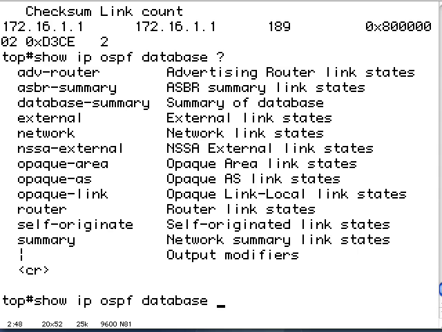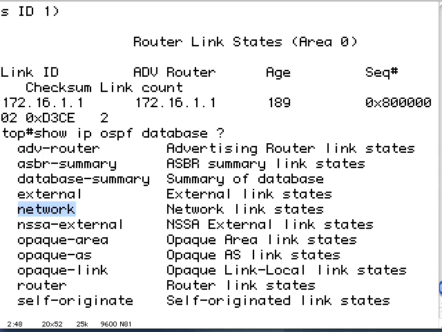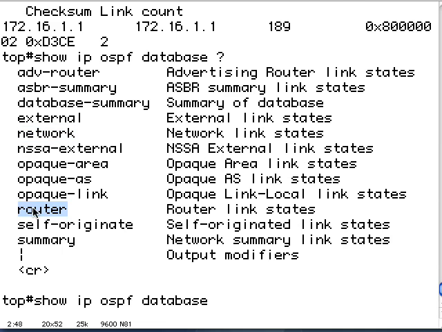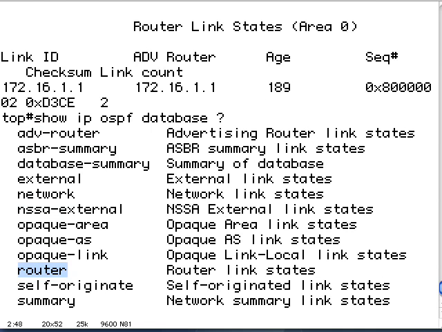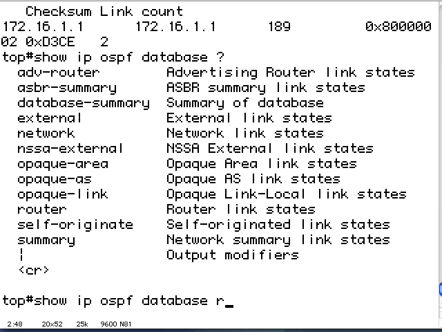Two types of link state advertisements we know about. One is router and one is network. Router is type 1, network is type 2. Now we don't have any network LSAs in our database yet. We have a router LSA, which is our own LSA. Router ?